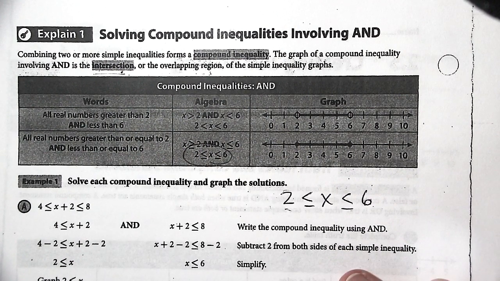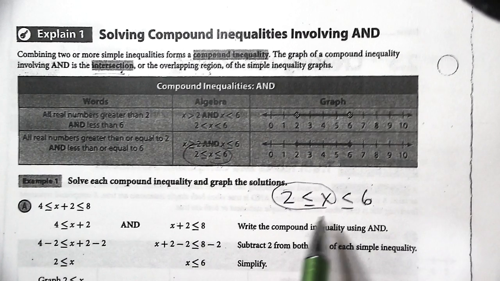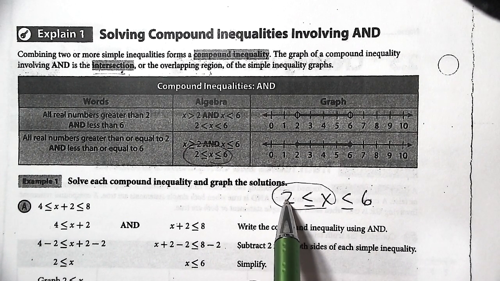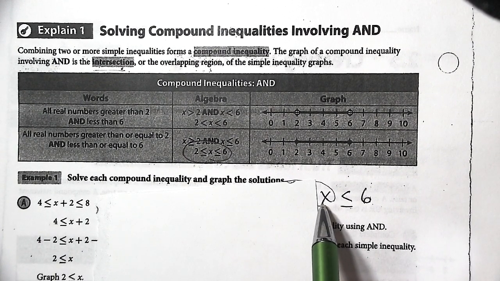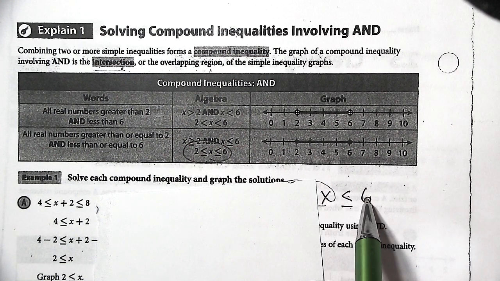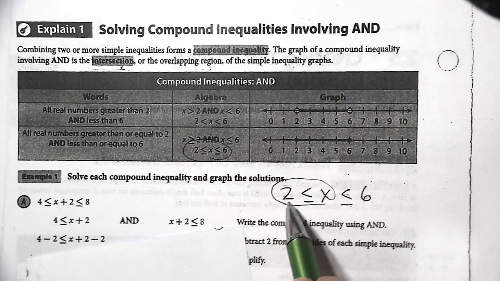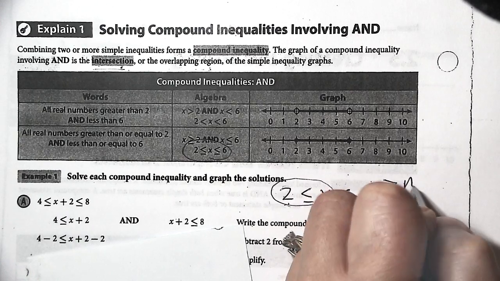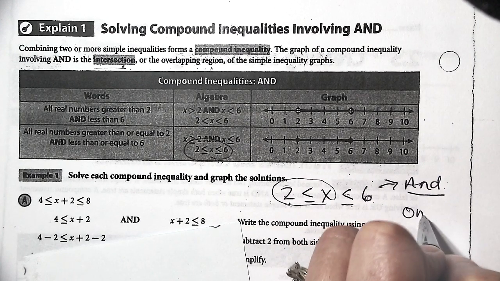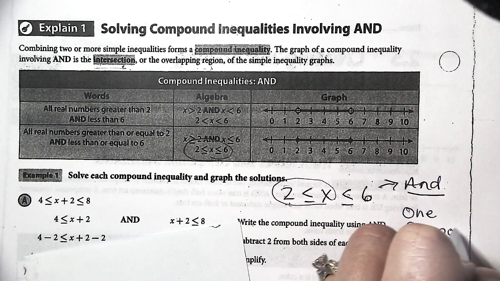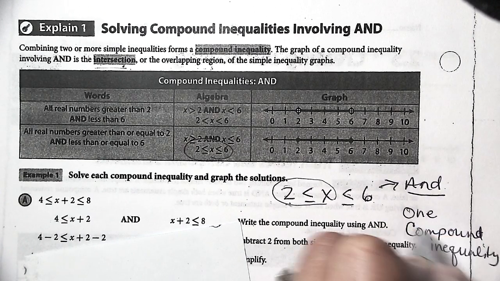If I look at x is greater than or equal to 2, I have to read that backwards, and I know that my answer is equal to 2 or greater than 2. And this one I read as normal because my variable is first, which is the way it should be. X is less than or equal to 6, so I know my answer is less than 6 or equal to 6. So it's everything in between 2 and 6. So an and statement is the overlap, and it's written as one compound inequality. And this is going to be important when I talk about the or statement.